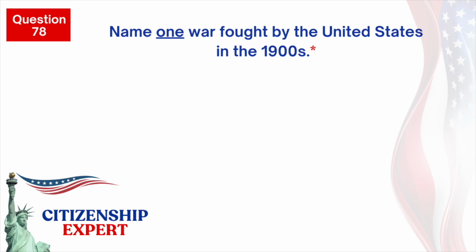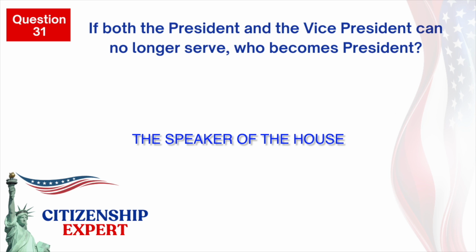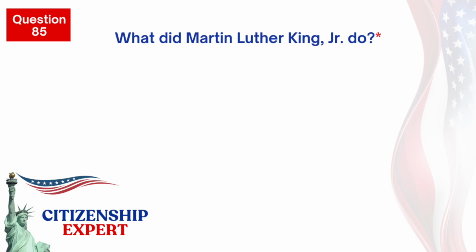Name one war fought by the United States in the 1900s. World War I. If both the president and the vice president can no longer serve, who becomes president? The Speaker of the House. What did Martin Luther King Jr. do? Fought for civil rights.